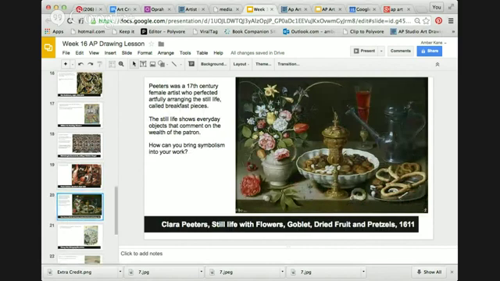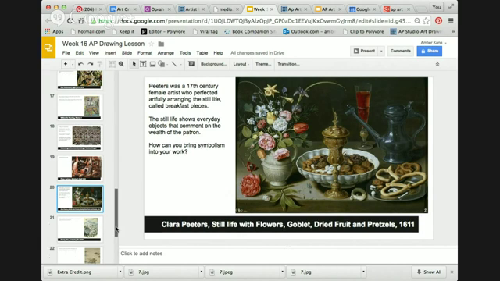This is another example of a still life. This artist was a 17th century female artist and was one of the first female artists who really perfected arranging still lifes, and at that point in time they were called breakfast pieces. A lot of what was happening in her still lifes was showing everyday objects that were supposed to talk about the wealth of whoever was getting the piece. So again, if you're trying to connect work to a certain culture, think about what type of things we associate with that culture.